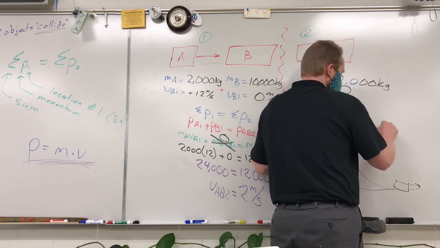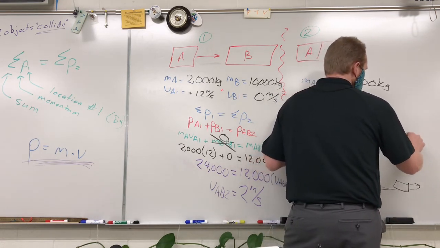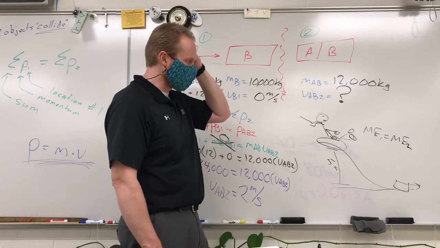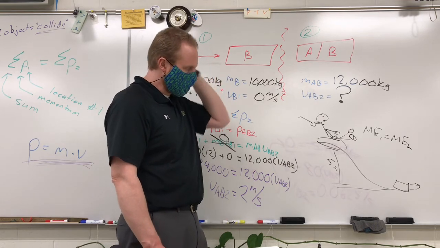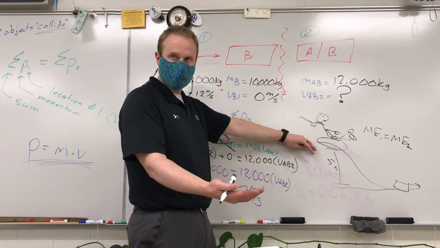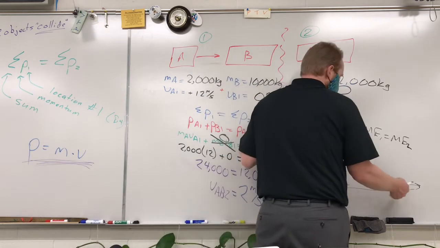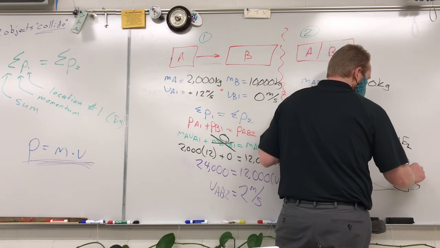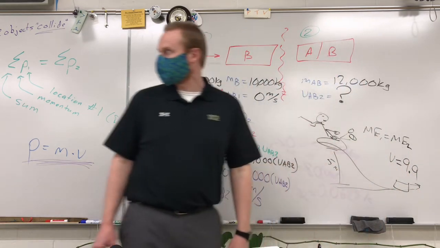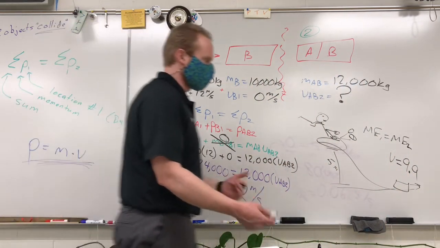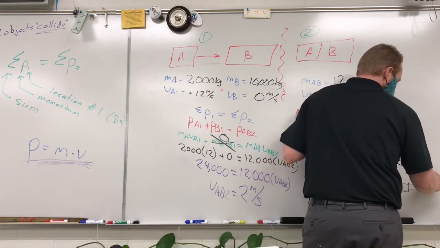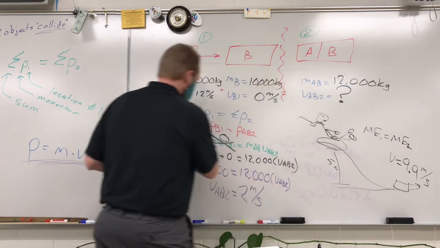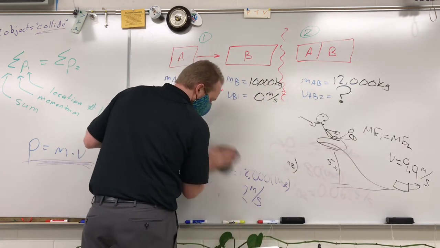We could solve this problem by doing an ME1 equal to ME2. I'm not going to spend the time to solve it, but the idea is at the top she only has gravitational potential energy. At the bottom of the hill she only has kinetic energy. And when we solve, we would find that she has a velocity of 9.9 meters per second.